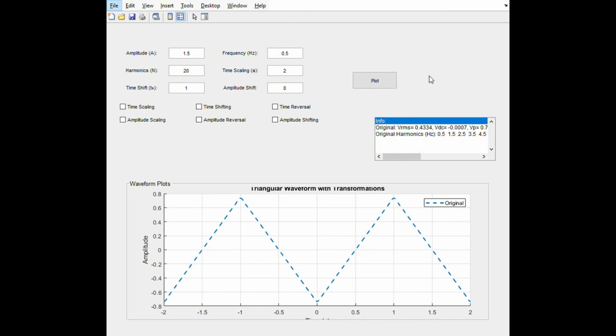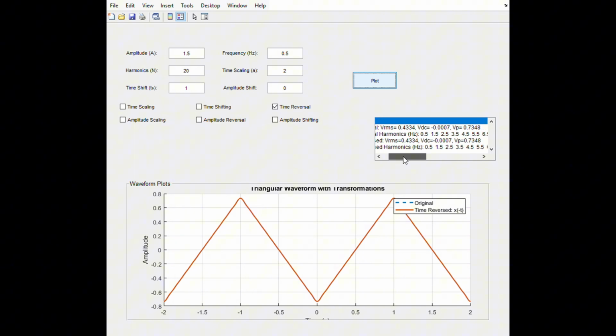First transformation is time reversal. In our GUI, this is implemented as a checkbox that flips the time vector. This is useful for analyzing mirror symmetry in signals. Once the waveform is generated and transformed, it's displayed in the plot window of the GUI. The GUI also computes and displays key electrical properties like the peak voltage, the RMS value, and the DC component, which are important in power and signal applications.